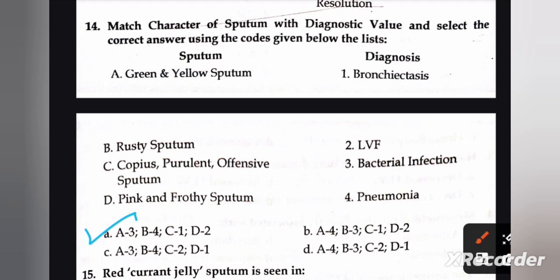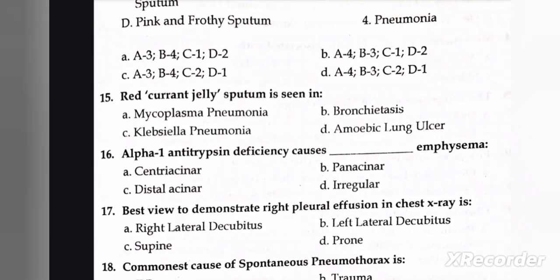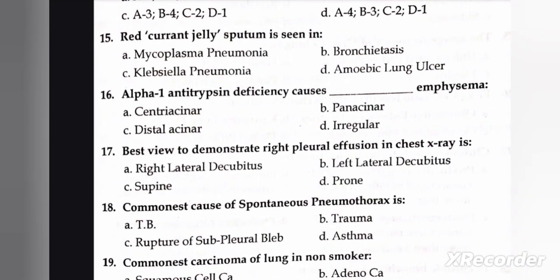So green and yellow sputum is diagnosed as bacterial infection. Rusty sputum is diagnosed as pneumonia. Copious, purulent, offensive sputum is diagnosed as bronchiectasis. Pink and frothy sputum is diagnosed as LVF. Next question is red currant jelly sputum is seen in A Mycoplasma pneumonia, B bronchiectasis, C Klebsiella pneumonia and D amoebic lung ulcer.